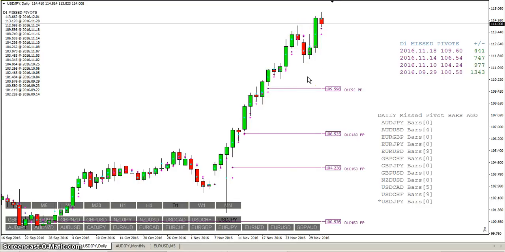Now, the thing about a missed pivot, you see here, we missed this pivot on this particular day, but look what happened the next day. It came through and it hit it. So this one has been wiped out. So that's why this particular indicator isn't showing it, because this one is set.